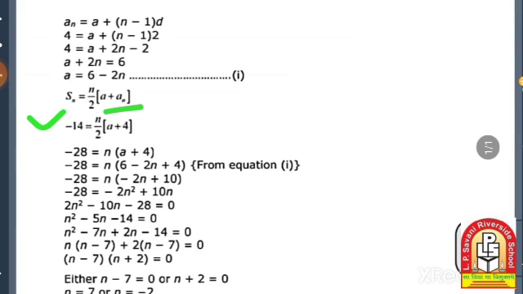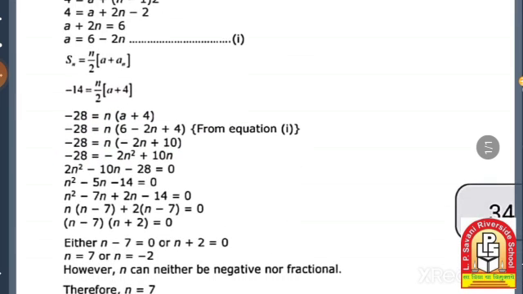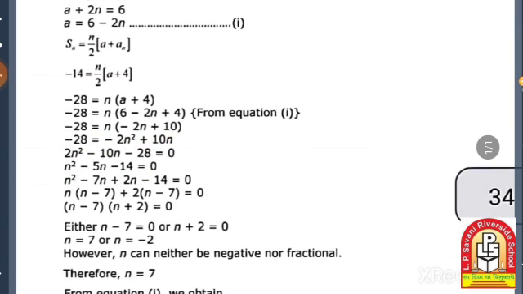So an is equal to 4 and Sn is equal to minus 14. So minus 14 multiplied by 2 is minus 28. So minus 28 is equal to n multiplied by a plus 4. So minus 28 is equal to n multiplied by 6 minus 2n plus 4. And then after simplification of that equation we got 2n square minus 10n minus 28.